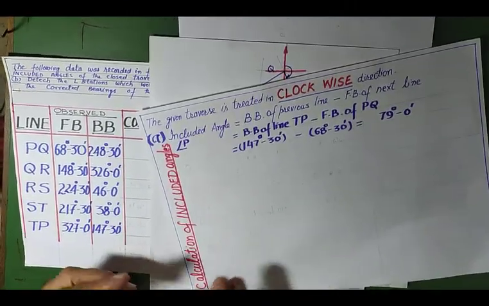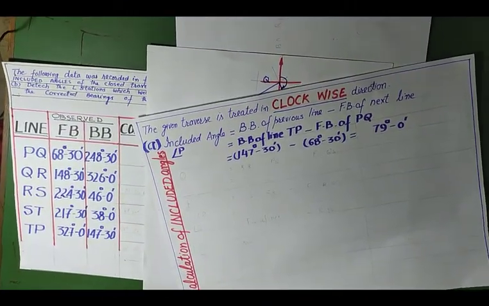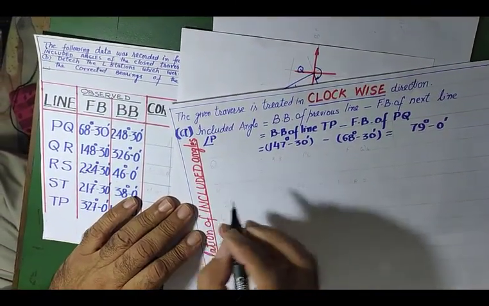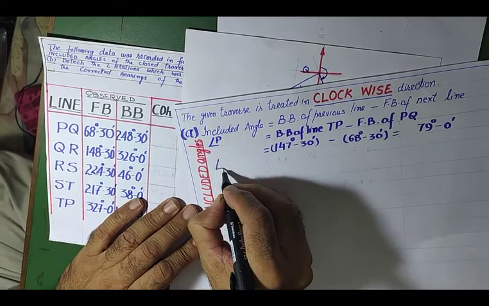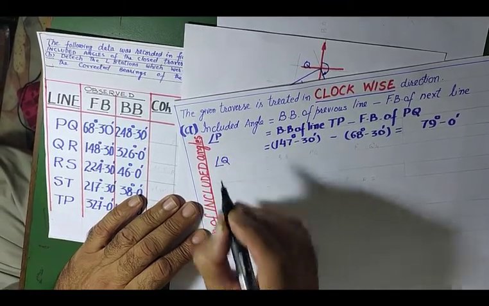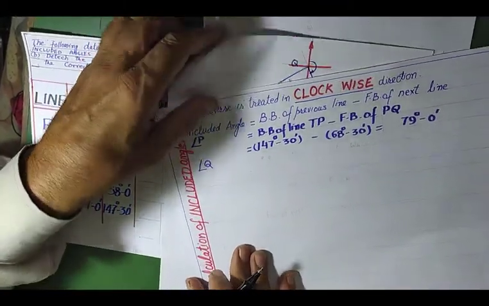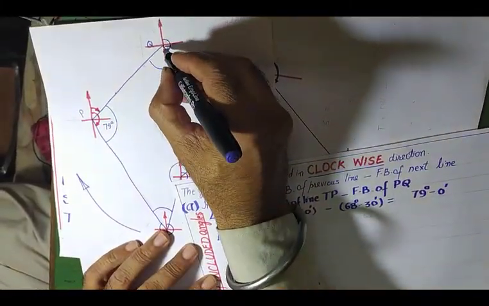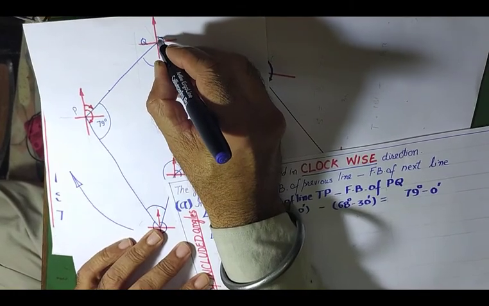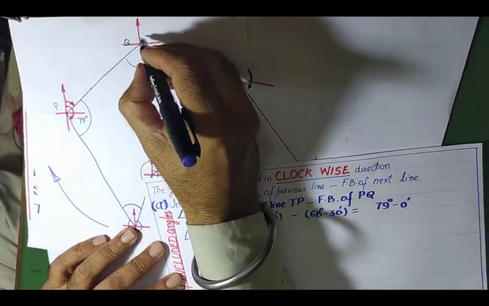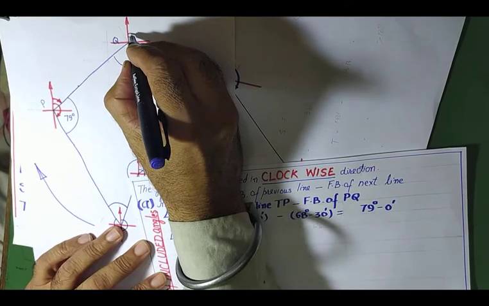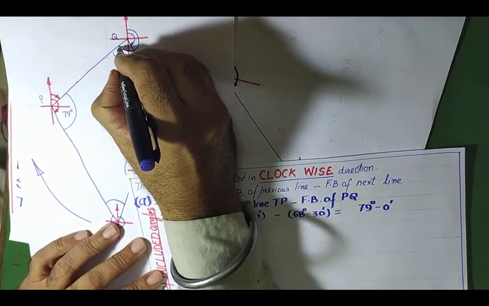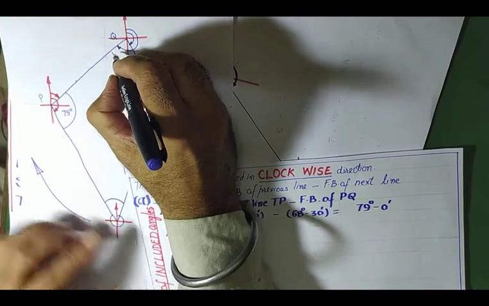Similarly, I will calculate over here. The formula is the same. We are going to calculate the included angle Q. For the calculation of angle Q, again see from this sketch, which will help you the most. See over here, this is point Q. The back bearing of the previous line is the angle made by the line with the north, which is the back bearing of line PQ.